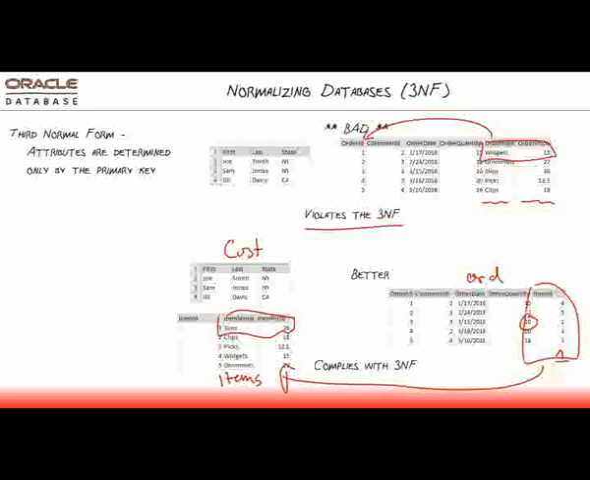What have we done? We've ensured that all of the attributes inside of this table, inside of this orders table, are dependent only on the order ID, and everything else that is not is inside of its own entity, either customers or items. This database here is compliant with the third normal form.